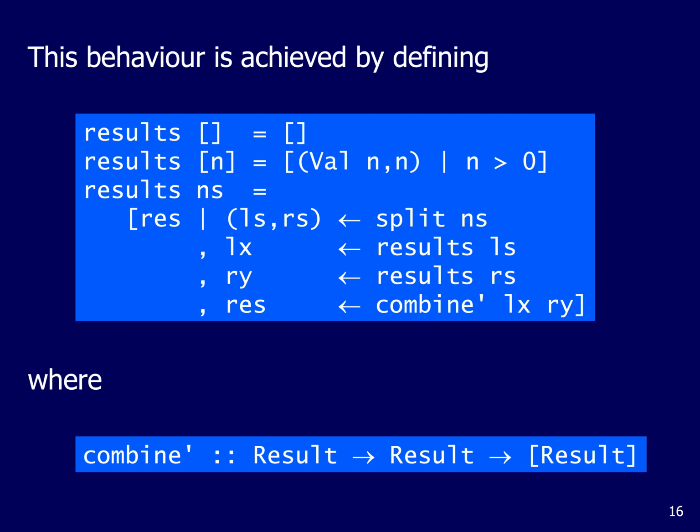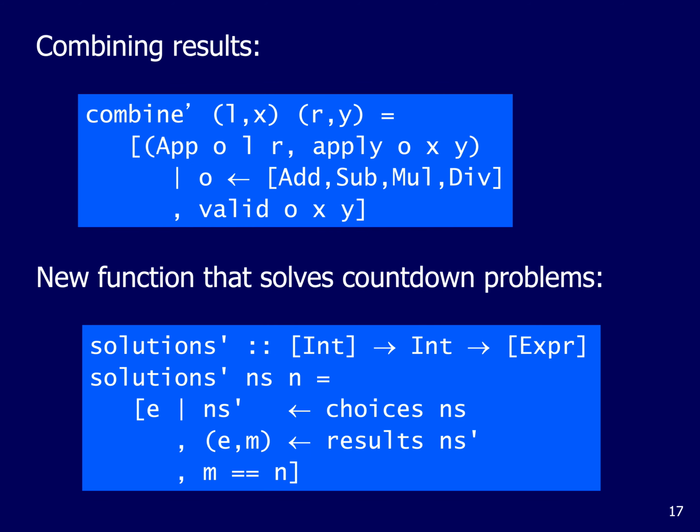And the only real difference in this recursive case is that the helper function combine' now has a different type. It's combining results, so it takes one result here called Lx and another result called Ry, and it's going to combine those two results to give back a list of results. So then we need to think, how do we actually define this new little helper function? Well, this is quite straightforward.